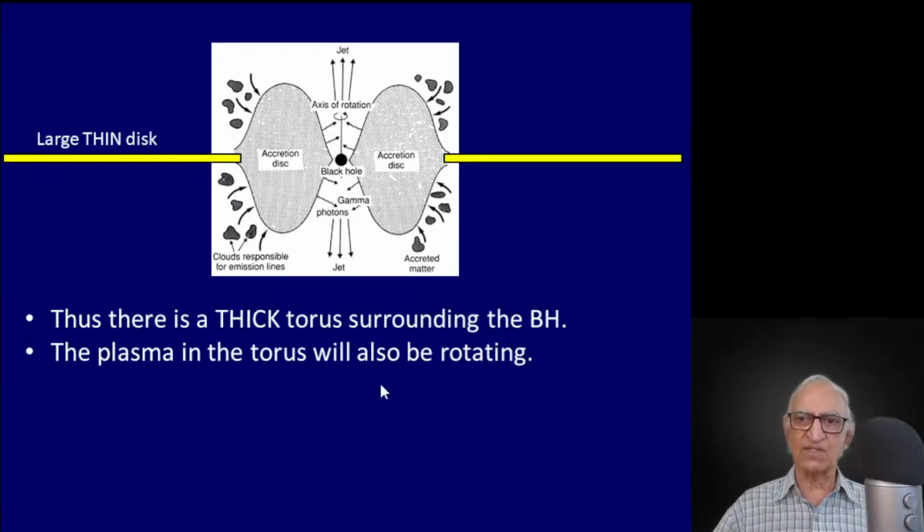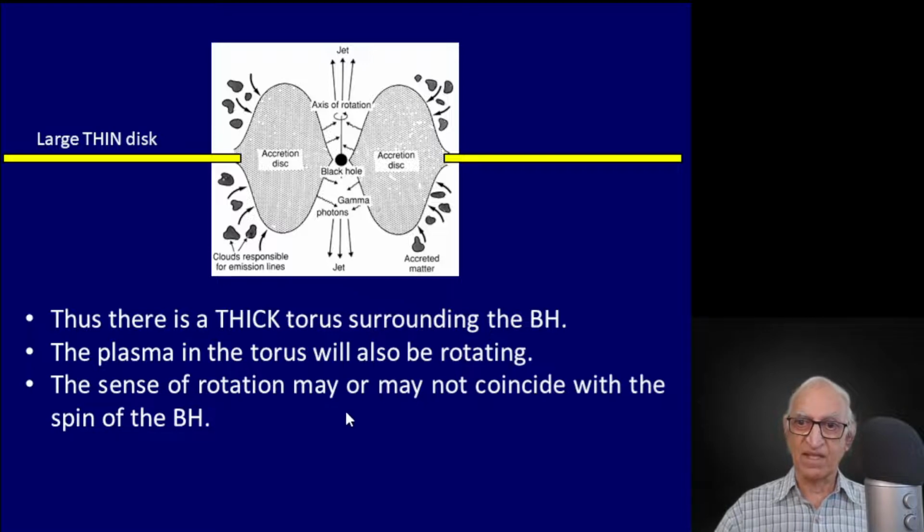The plasma in the torus will also be rotating around the central black hole. The sense of rotation may or may not coincide with the sense of rotation of the black hole. So the Kerr black hole has a certain angular momentum and a spin axis. The sense of the angular momentum of the torus may or may not coincide with the spin axis of the black hole.